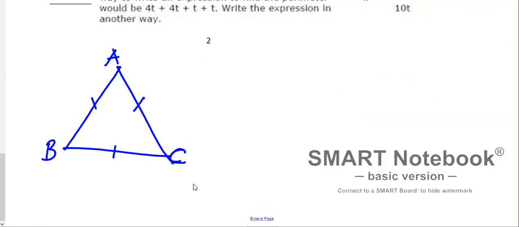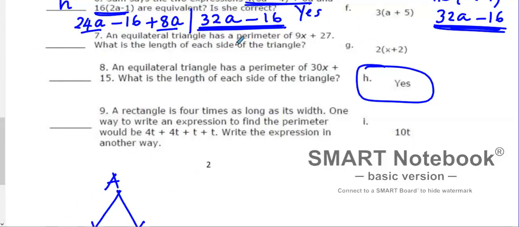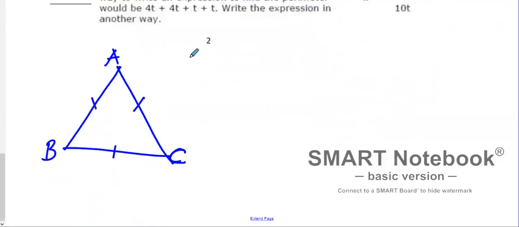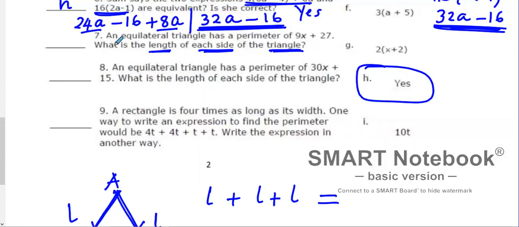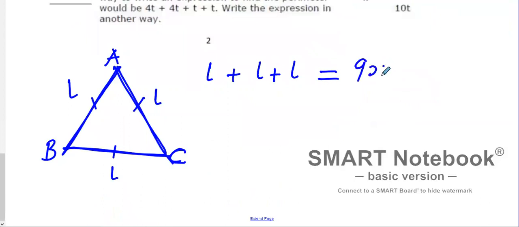All right, so the question says, an equilateral triangle has a perimeter of 9x plus 27. What is the length of each side of the triangle? So let us assume that the length of each side of the triangle is L. Since this is an equilateral triangle, since this side is L, that side will be L, and that side will be L. Now, since they're talking about the perimeter, perimeter is adding all the sides, L plus L plus L. But this perimeter is given here: 9x plus 27 is the perimeter for this shape.